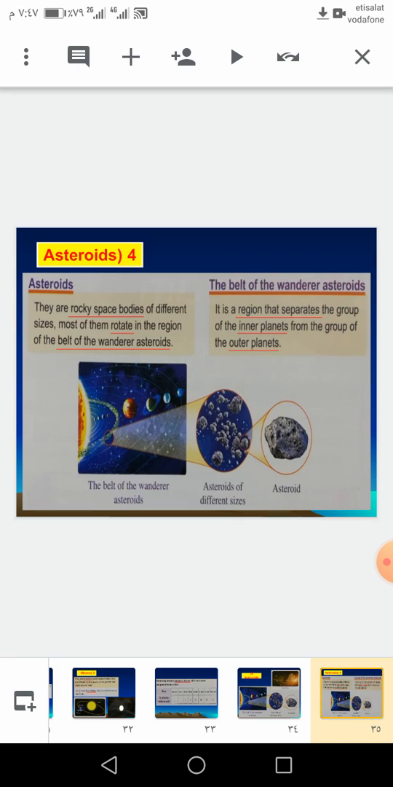What's the meaning of the Belt of the Wanderer asteroids? It's a region that separates the group of inner planets from the group of the outer planets.